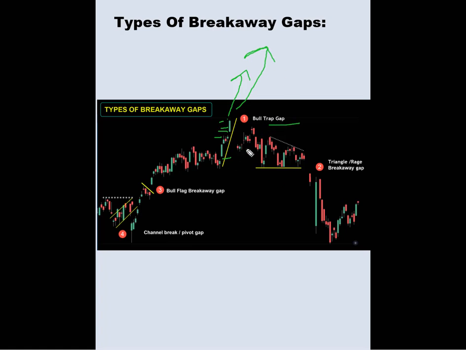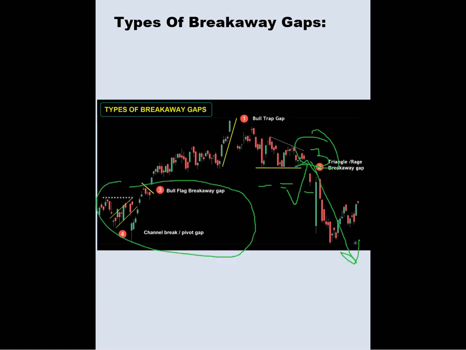Now these trap gaps can sometimes halt the trend, it can lead to a sideways move, and sometimes it can start a downtrend. So this was our bull trap gap. In the same way, we have bear trap gaps. Let me remove these drawings.